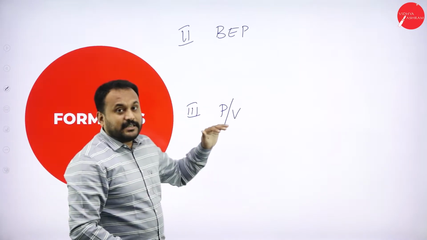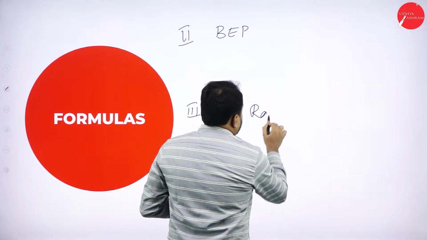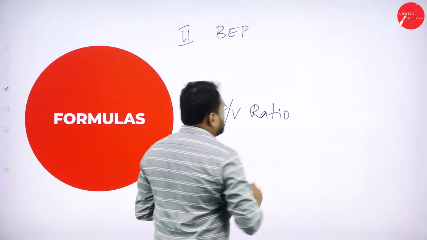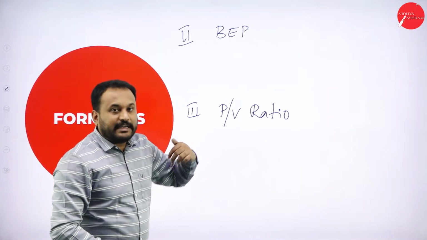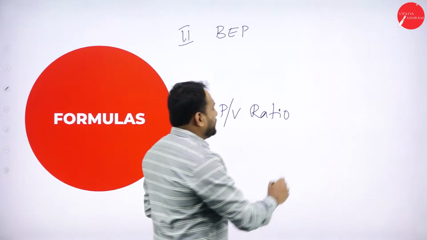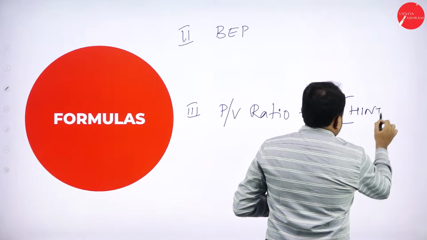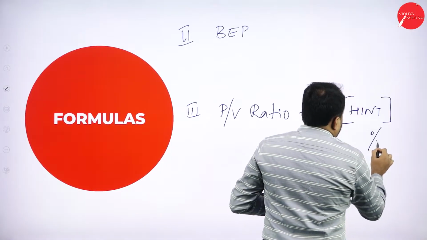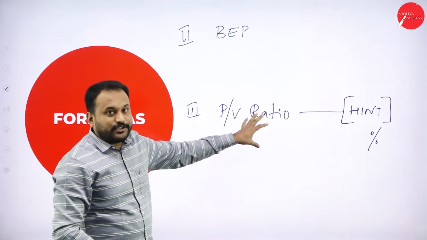PV is written as the P/V ratio, and this ratio is always determined in percentage. So whenever we calculate it, it is calculated as a percentage. This is the first hint I'll give you: PV is always calculated on percentage, so wherever you get a percentage, that is the PV ratio.